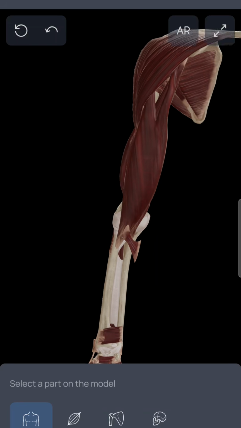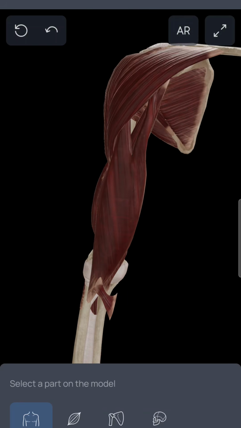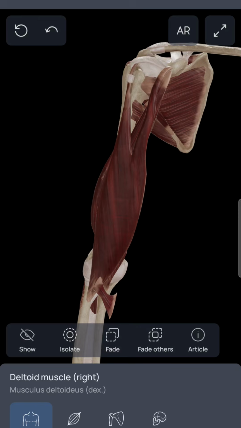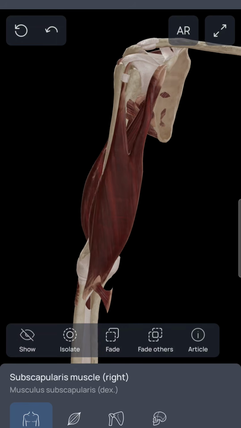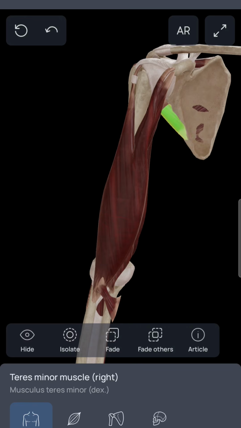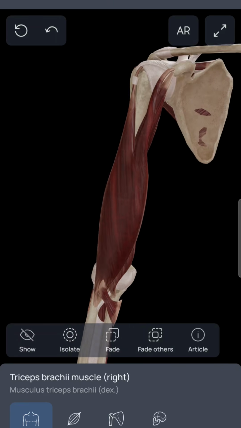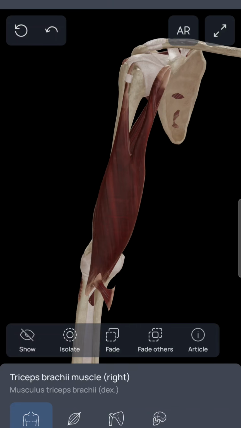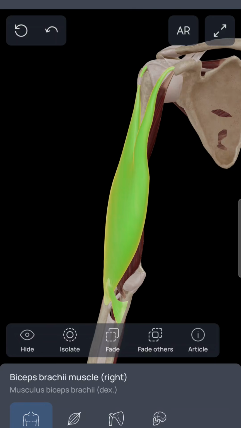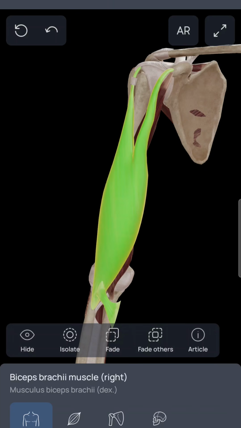So we're going to start by looking at the biceps brachii. In order for us to have a clear line of view, let us hide all these muscles that we are not interested in at the moment, so that we only remain with the muscles of the anterior compartment of the arm. So this is our muscle of interest right now.